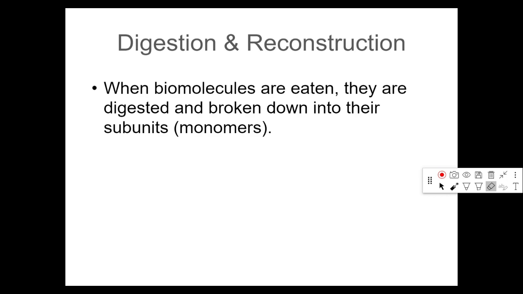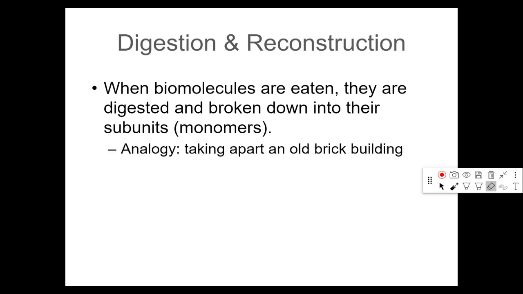So when biomolecules are eaten, this is the digestion, eating things and then building them back up. When biomolecules are eaten, they're digested and broken down into their subunit monomers. When you're talking about your metabolism, some people say, oh, I have a really fast metabolism, some people not so much. Metabolism is basically just building up and breaking down. That's what happens when you eat: you break things down and then your body builds them back up wherever it needs to.